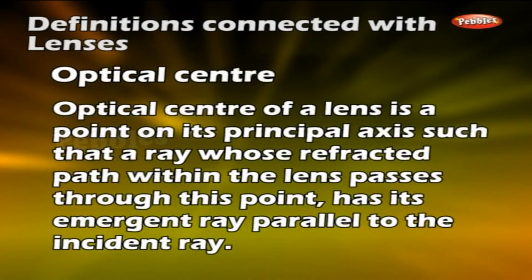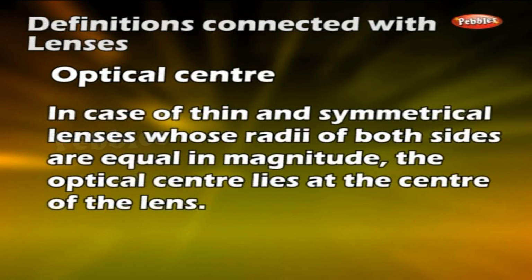Definitions connected with lenses. Optical center. Optical center of a lens is a point on its principal axis such that a ray whose refracted path within the lens passes through this point has its emergent ray parallel to the incident ray. In case of thin and symmetrical lenses, whose radii of both sides are equal in magnitude, the optical center lies at the center of the lens.